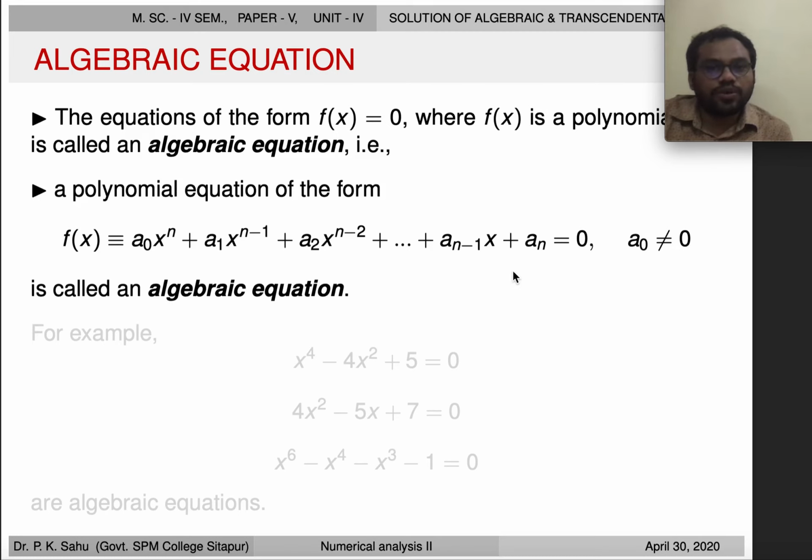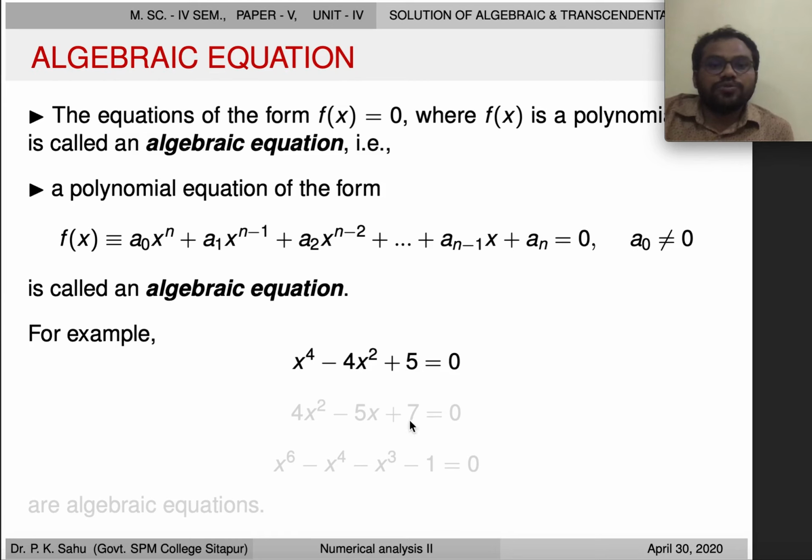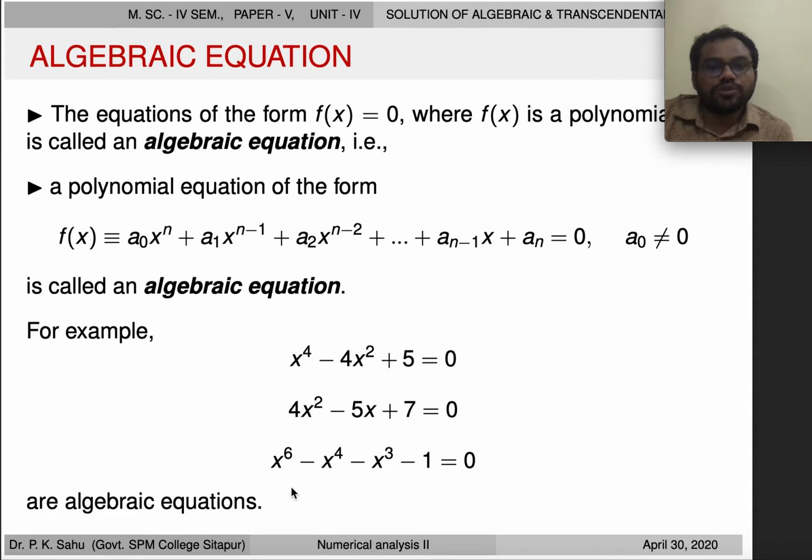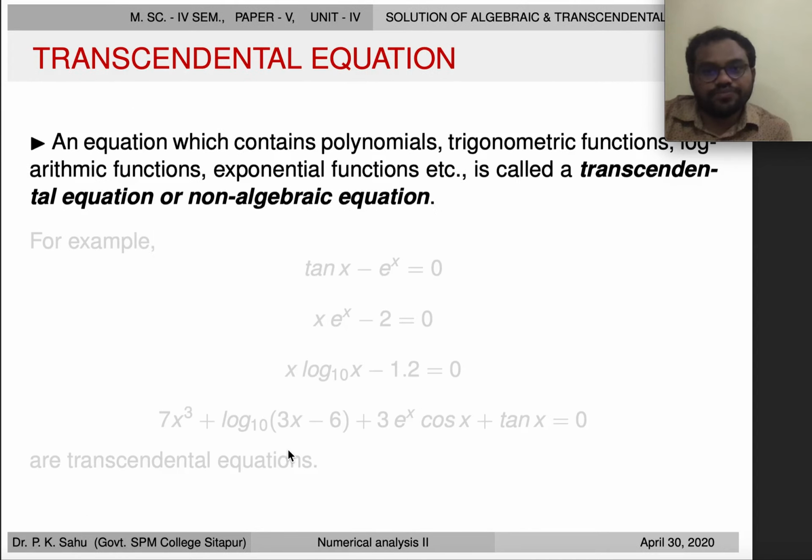Let's see some examples of algebraic equation. Suppose we have an equation of the form x^4 - 4x^2 + 5 = 0, or 4x^2 - 5x + 7 = 0, or x^6 - x^4 - x^3 - 1 = 0. So these are the examples of algebraic equation.